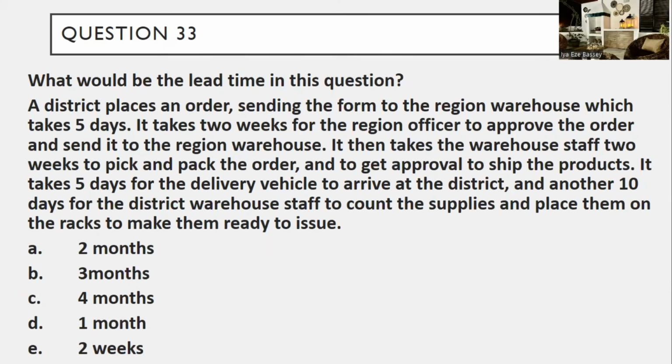2 weeks is 14 plus 5, 19 days. Then it takes the staff 2 weeks to pick it back up. So you have 28 days plus 5, that is, I think, 33. And to get the approval to ship the product, it takes another 5 days, that's 38, for the delivery vehicle to arrive at the district, and another 10 days for the district warehouse staff to count the supplies and place them on the racks. That's about 48 days. If I round it up, that is 2 months. So that is your answer.